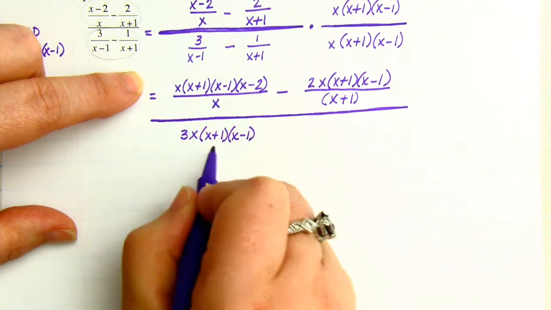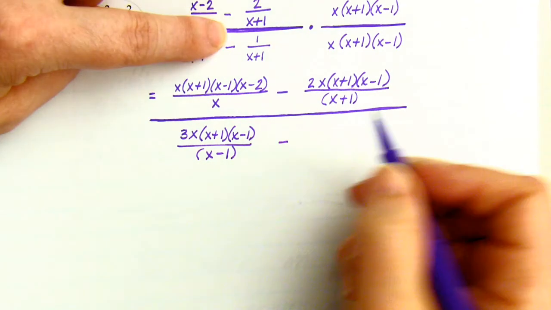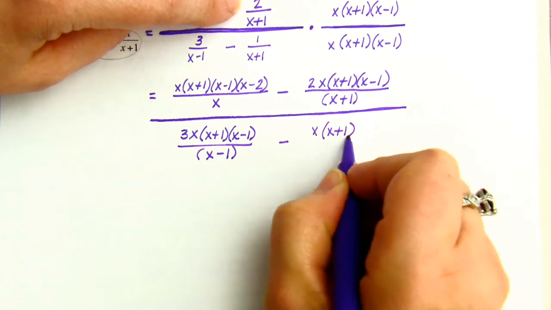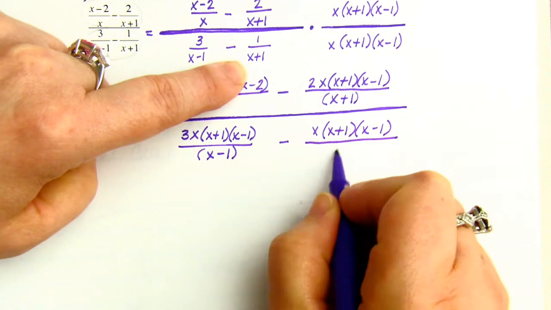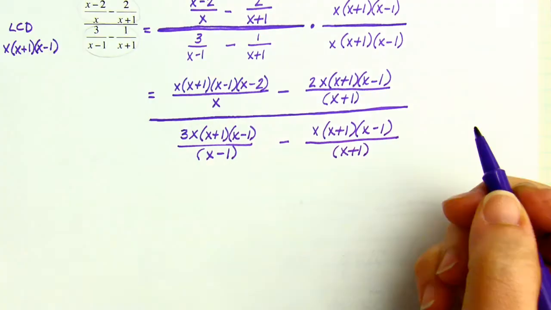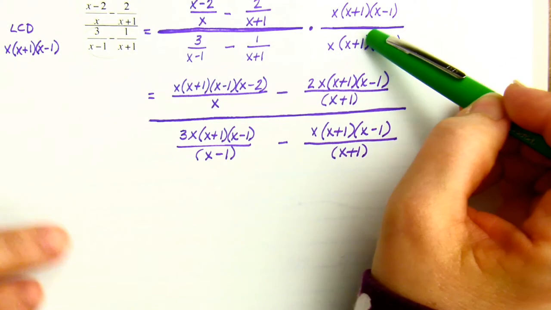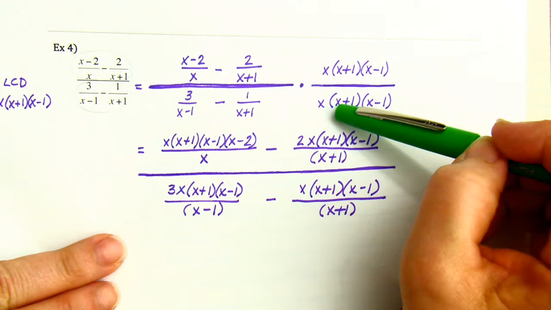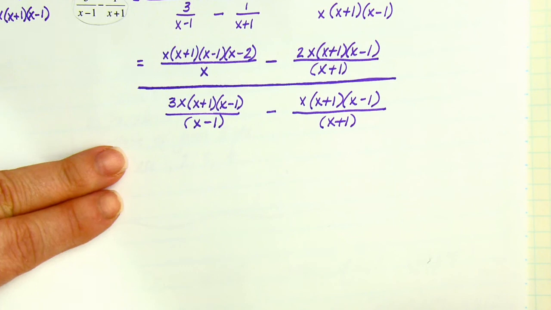Over x minus 1. Subtract. 1 times that is just that. Over x plus 1. Now at this step, this is where we're going to divide stuff out. And that's why we multiply by the LCD over itself. Okay, back up here. We multiply by this so that it eliminates all of these denominators, so we could get this to be a non-complex expression.